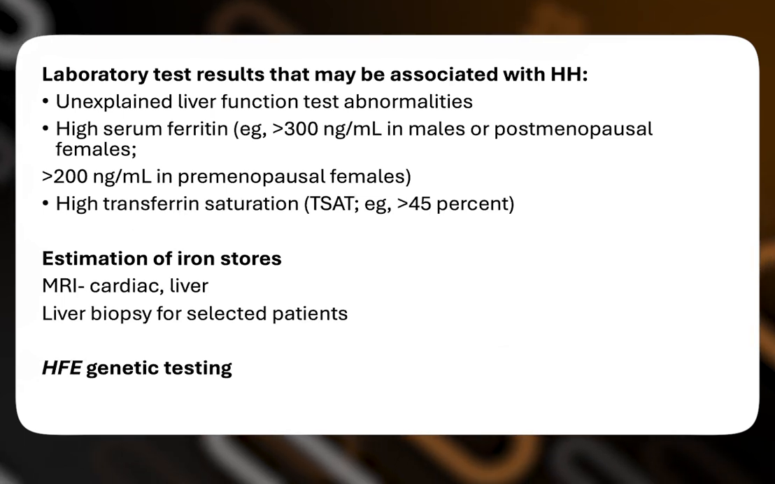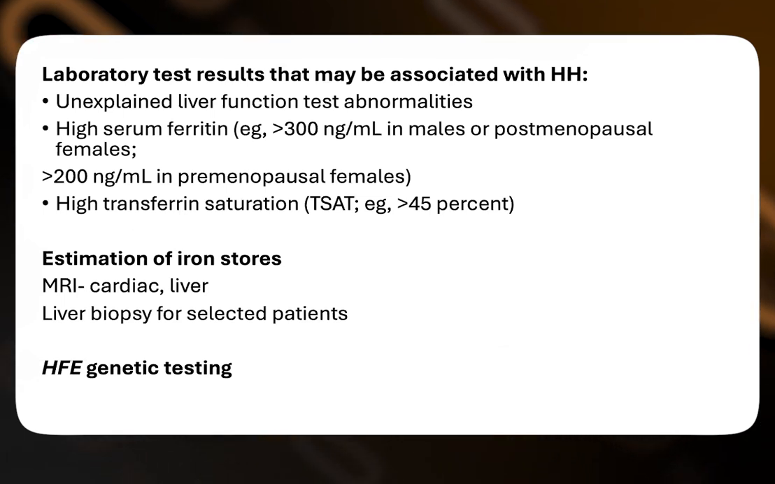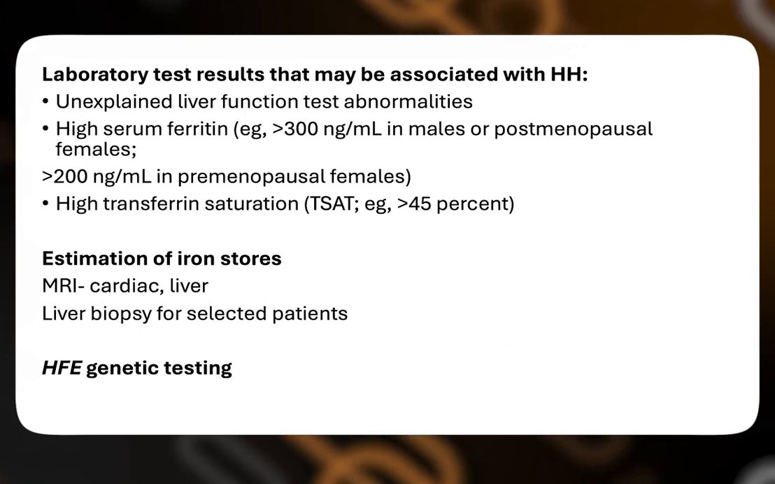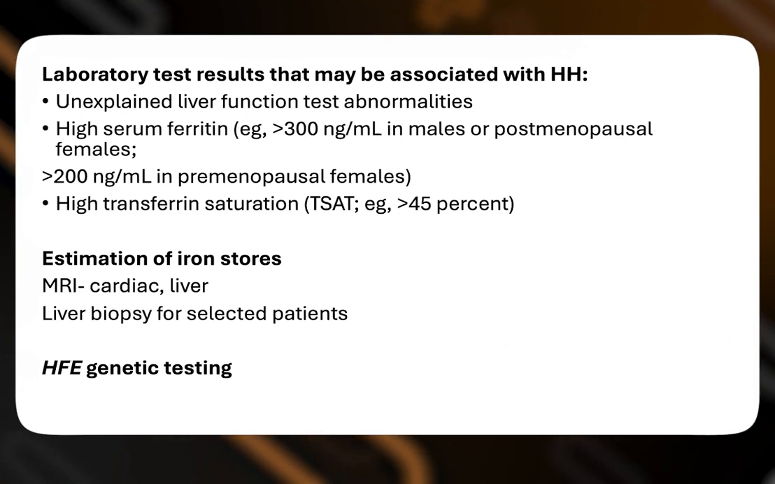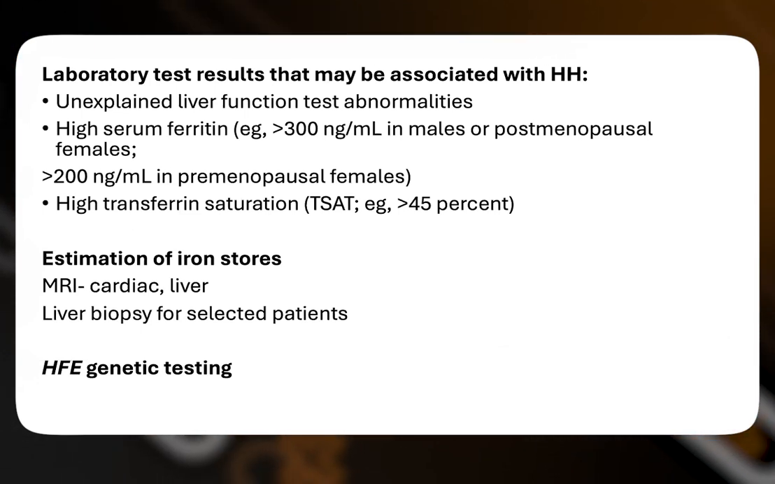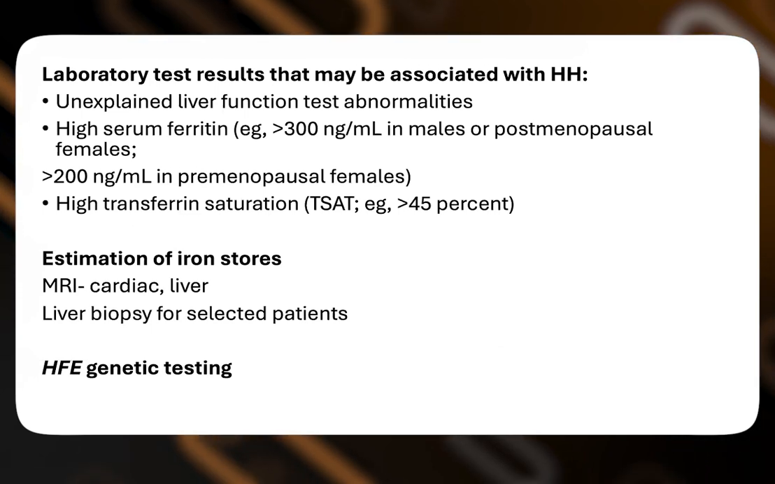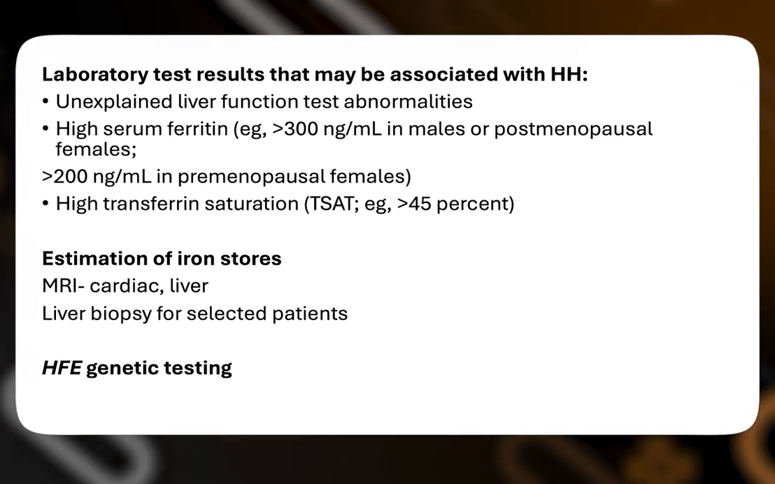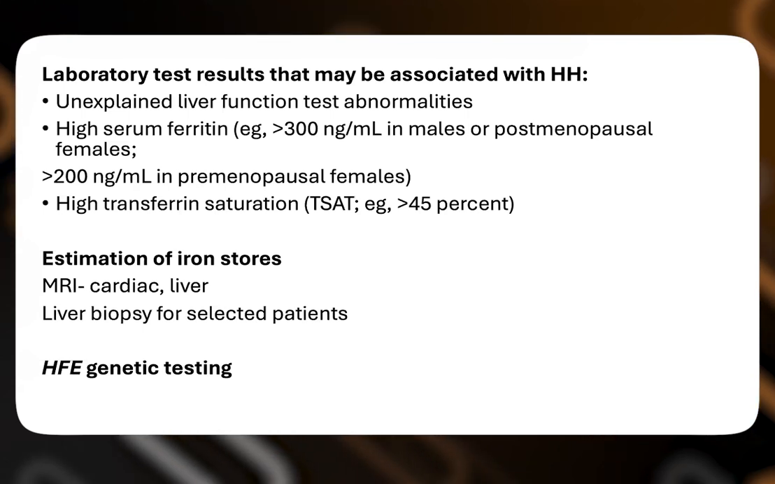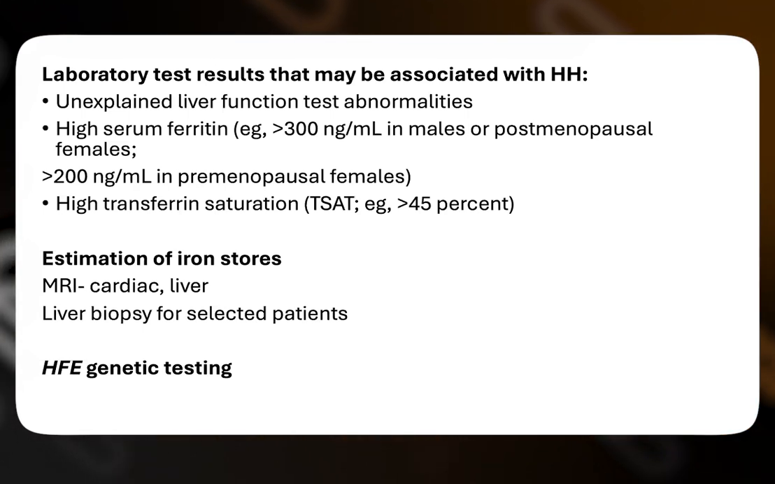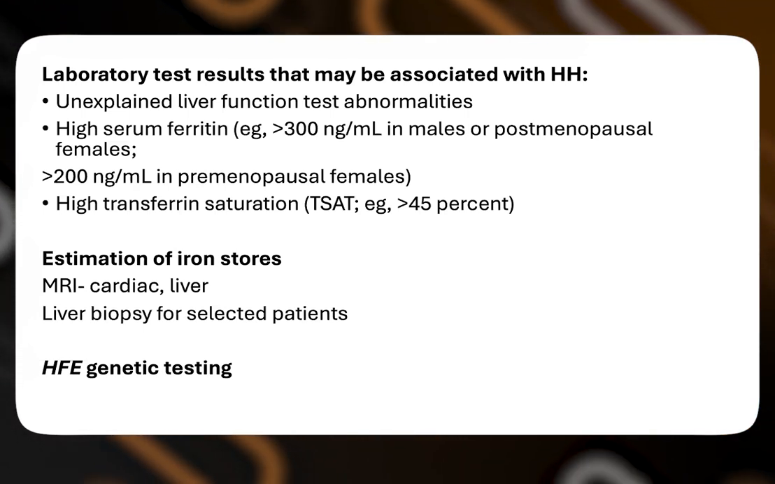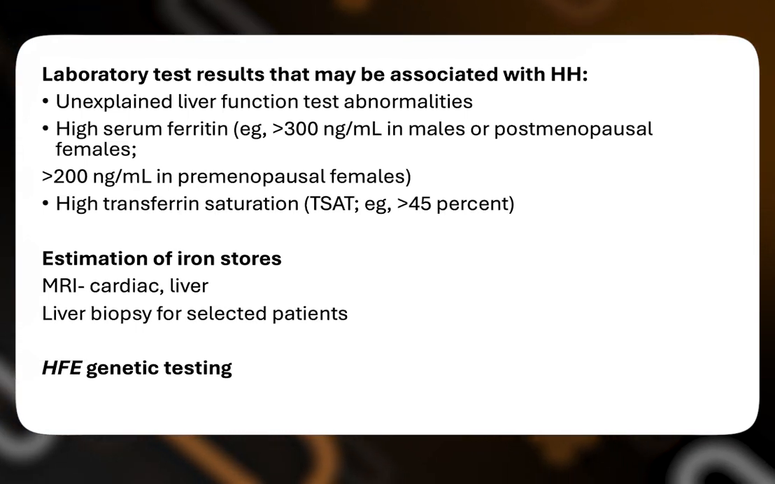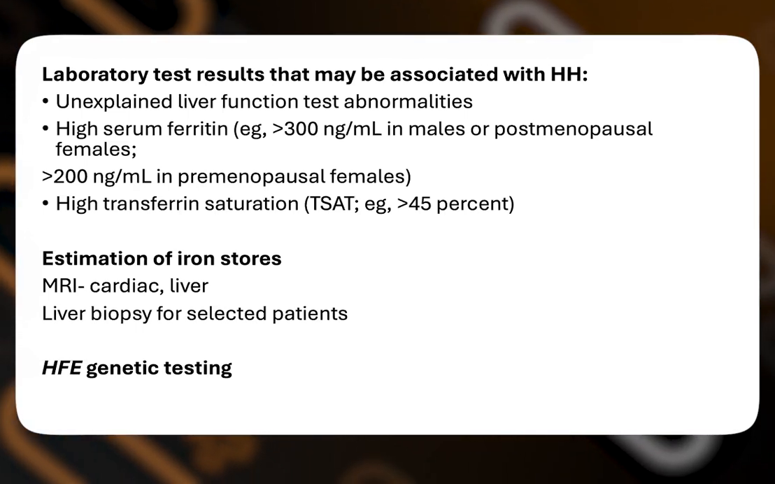So these are the diagnostic criteria on the labs. Unexplained liver function test abnormality and high serum ferritin, particularly more than 300 nanogram per ml in males or postmenopausal females, because they have stopped their menstruation. So the criteria for both is the same. But in premenopausal females, more than 200 nanogram per ml is enough to diagnose. And high transferrin saturation, more than 45%. Right, so this is the diagnostic criteria.